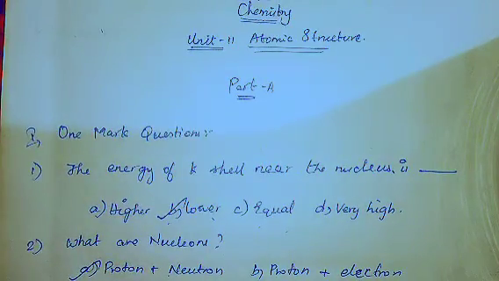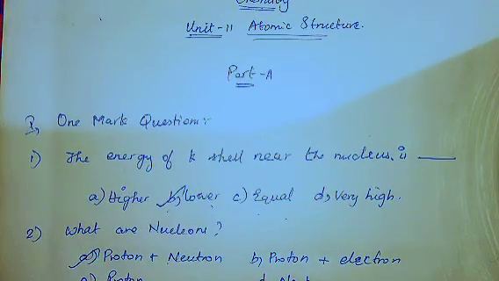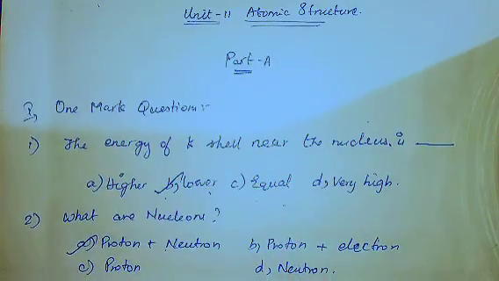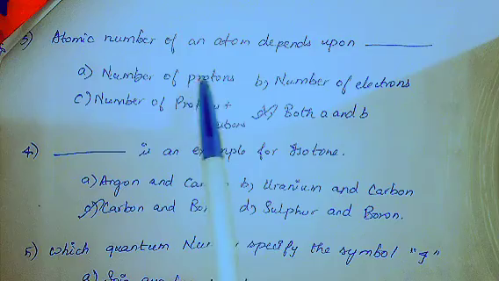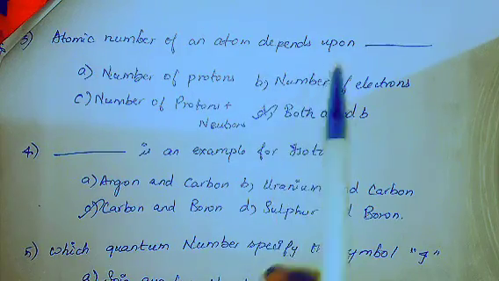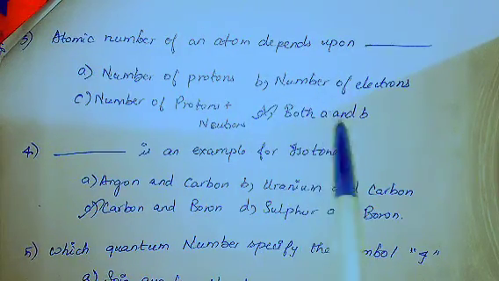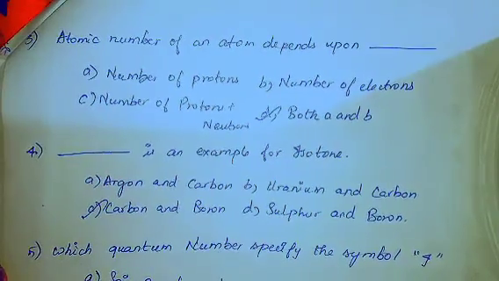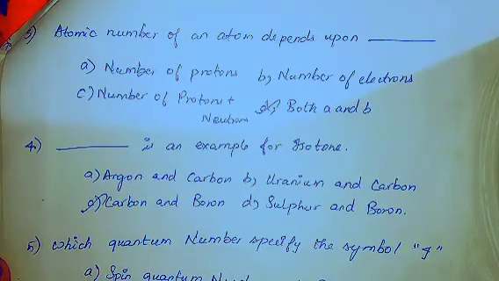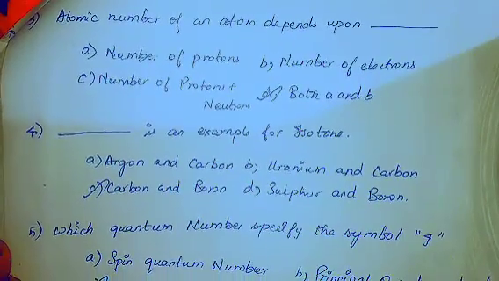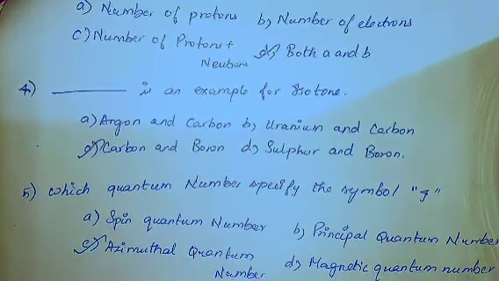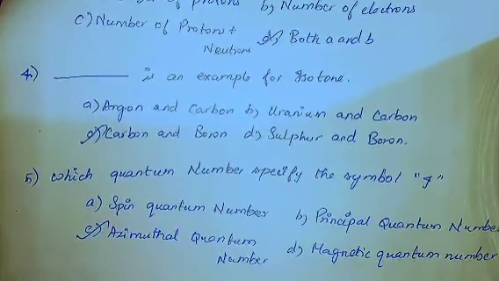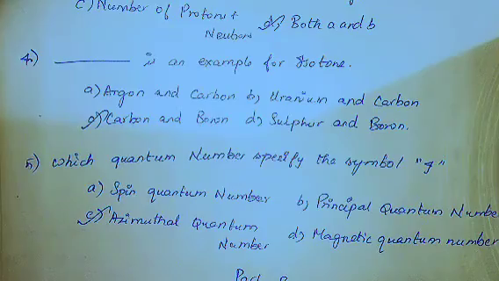Then second one, what is on the nucleus? The answer is A option, proton plus neutron. Then third one, atomic number of an atom depends upon. The answer is D option, both A and B. Then fourth one, dash is an example for isotope. The answer is C option, carbon and boron. Fifth one, which quantum number specifies the symbol l? The answer is C option, azimuthal quantum number.